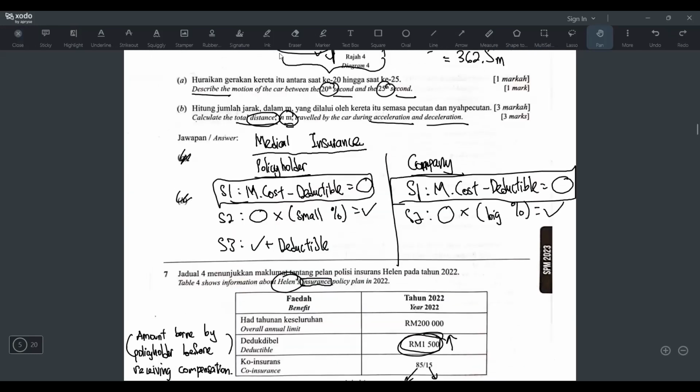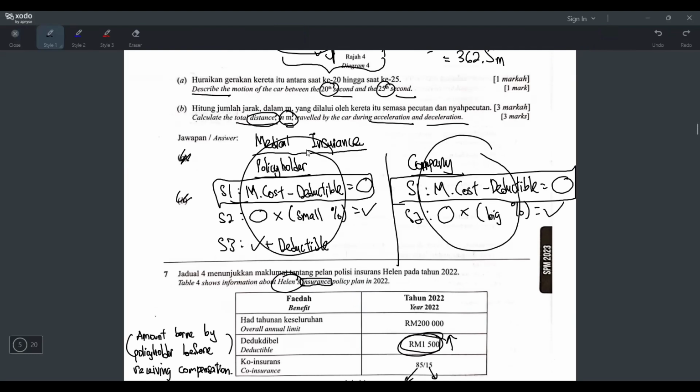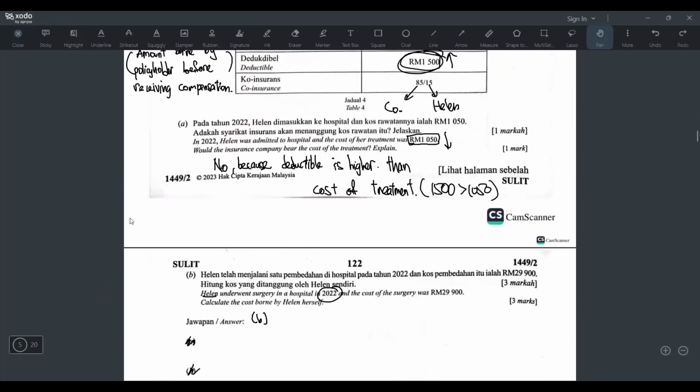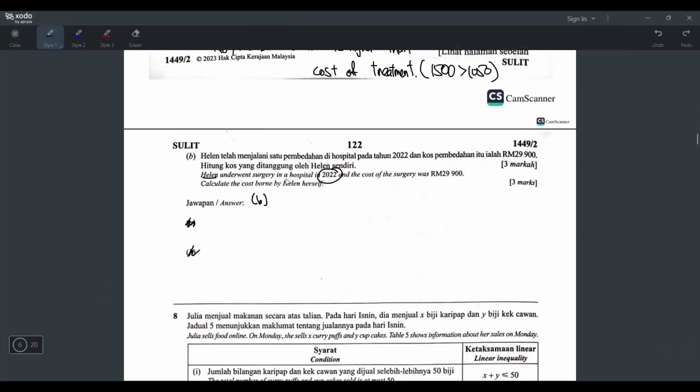So tell me, of these two formulas, which formula should I use? The first one or the second one? Which formula do I use? It's Helen. So I want to calculate the cost borne by Helen, the amount Helen has to bear. You calculate for the policyholder, so you follow step 1, step 2, step 3. Just follow. Step 1, cost minus deductible. So let's go. What is the cost? Medical bill 29900 minus deductible 1500. Press the calculator, get 28400.